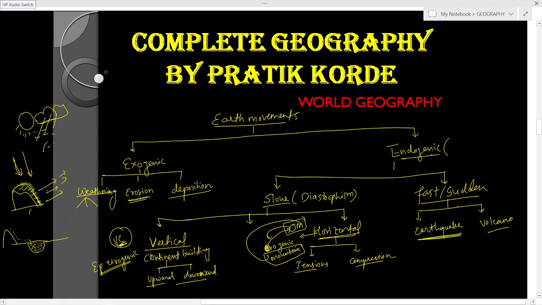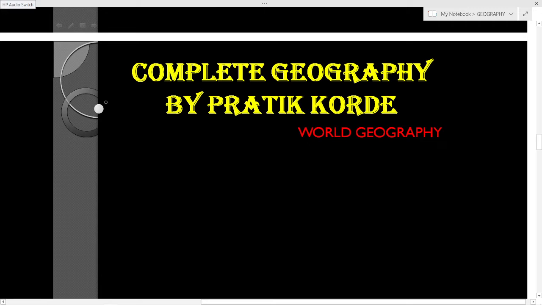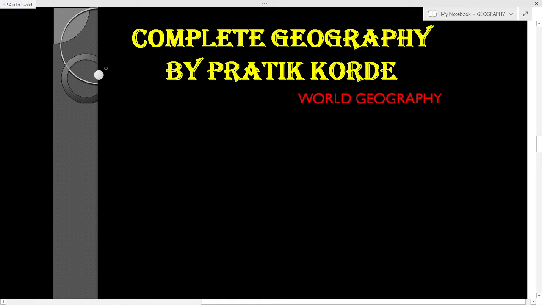Okay, so this is the basic difference and characteristics that I have tried to explain in the form of a diagram. Now the next important thing here is that based on the above diagram we can clearly state that there are two types of movement. One is endogenic and the other is exogenic. Now in depth we have to study each one of them. So we will start with the one which is endogenic or endogenetic movement.